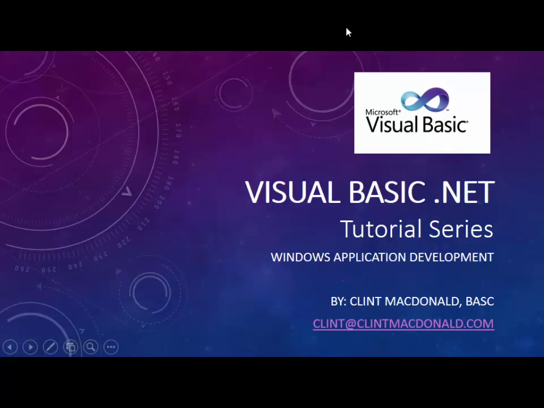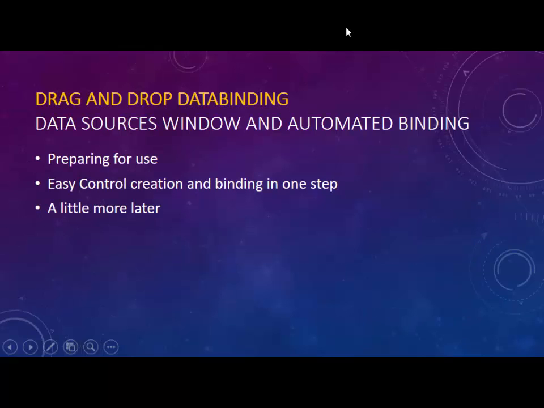So in this particular tutorial, we're going to look at the data sources window and automated binding. There are some things you can do in order to make this a lot easier, and just a little preparation goes a long way. Then we'll look at how to easily create those controls and bind them to the database in one step. And then we'll talk about a few things that you can do in the future, for example, writing to the database, not just reading. Let's get right into it.